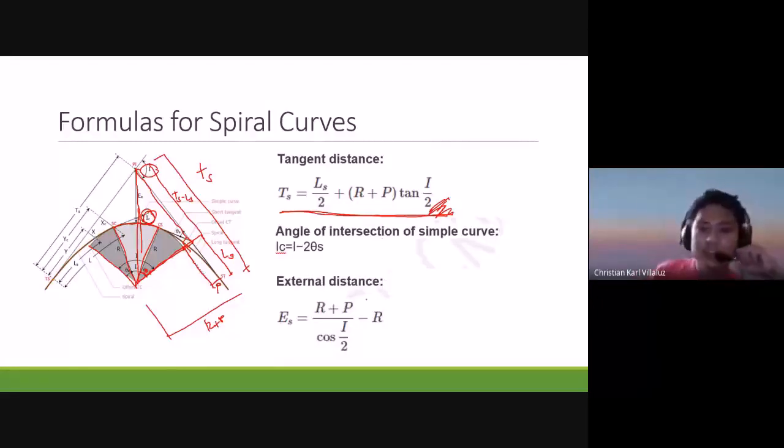External distance, ES, ito. So, R plus B over cosine I over 2 minus R. So, I think this is LS over 2 pala. LS over 2 to. Itong distance na to. So, this is LS over 2. Okay? So, dun lang na-derive. Okay.